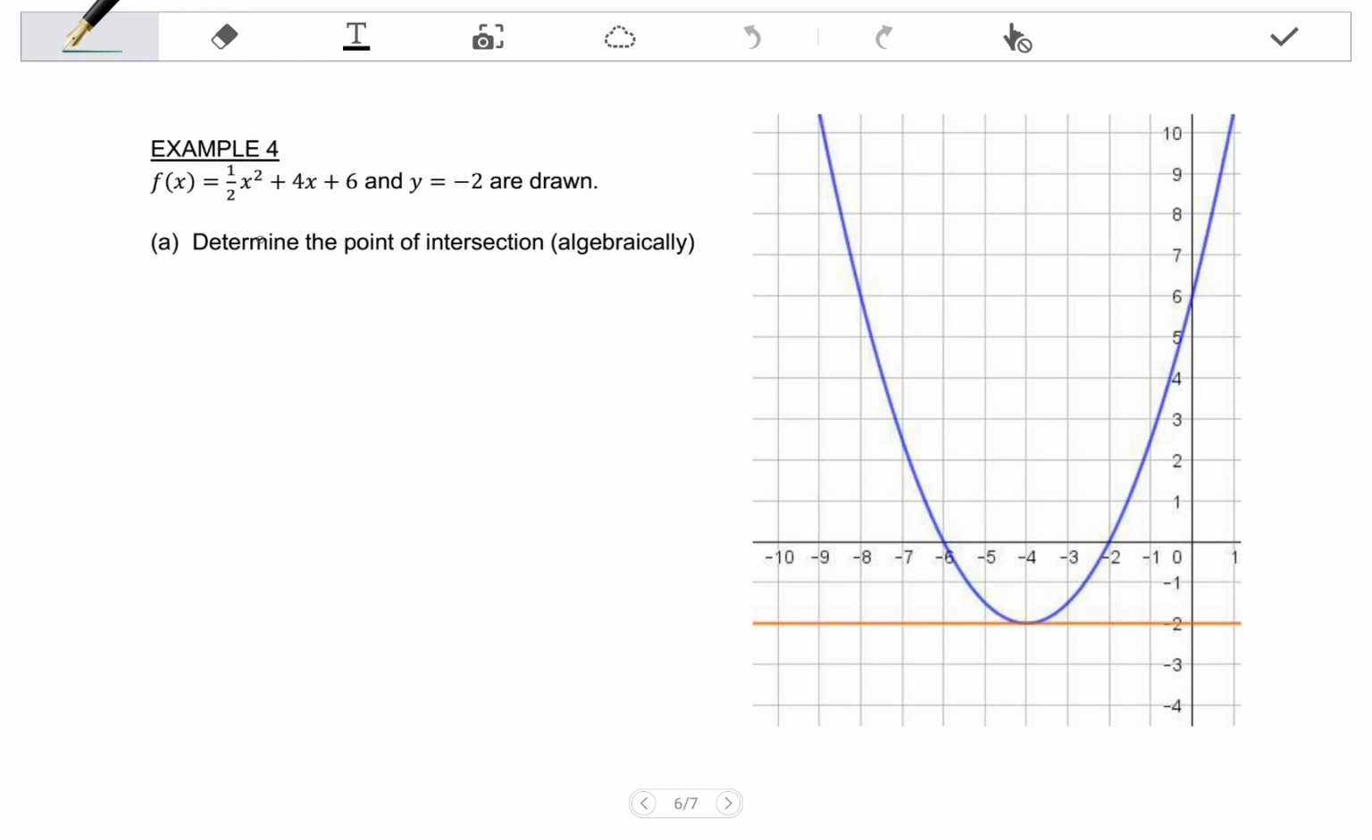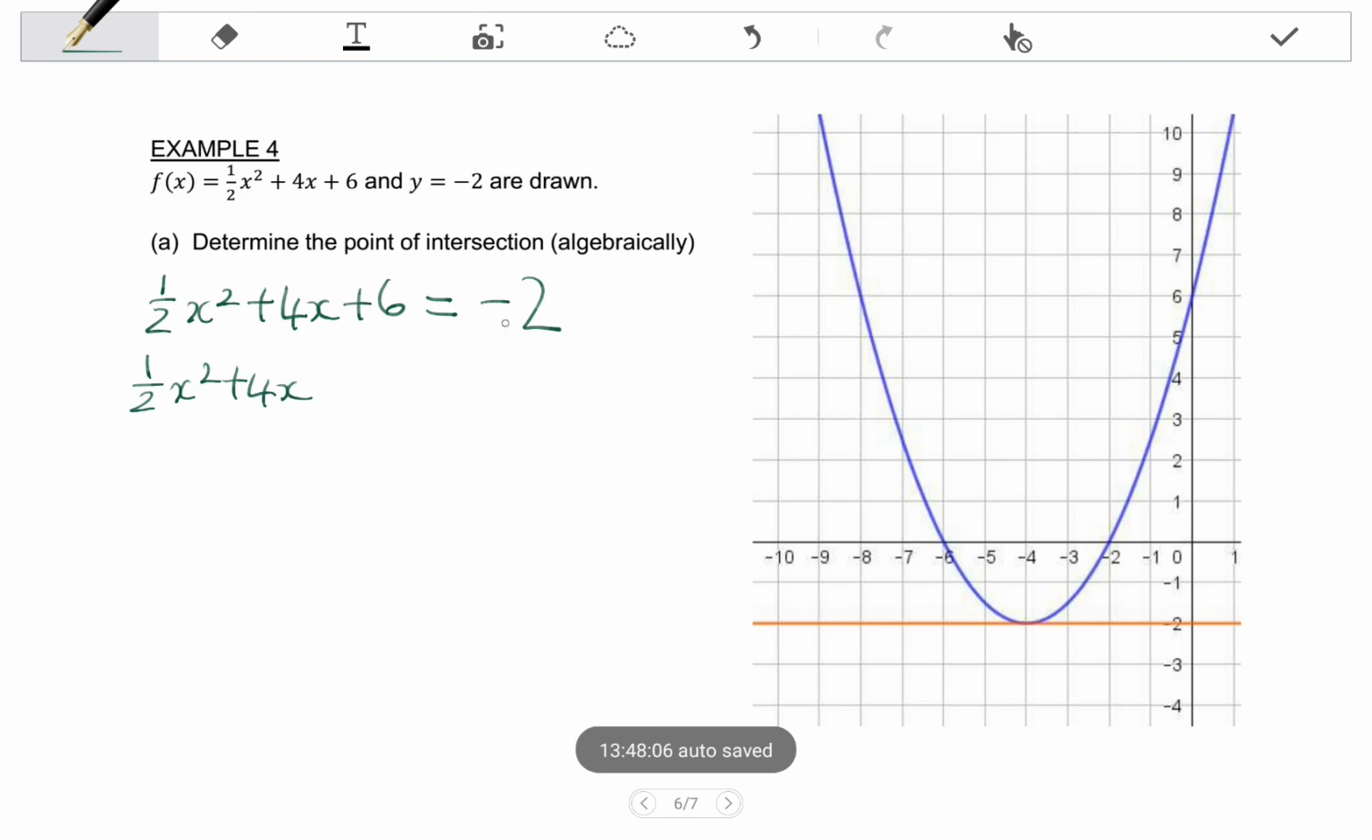And we know that to calculate points of intersection, if both of our graphs are solved for y, then we can just equate the graphs. So I have a half x squared plus 4x plus 6 equal to the other graph, which is negative 2. And I can solve this for x. It's a quadratic equation, so I need to write it in standard form. So I'm going to add 2. So I have a half x squared plus 4x, 6 plus 2 is plus 8.